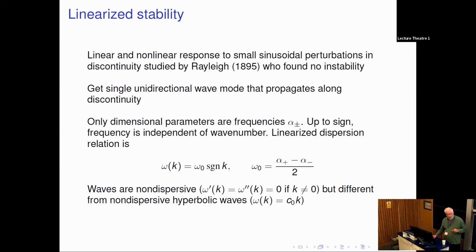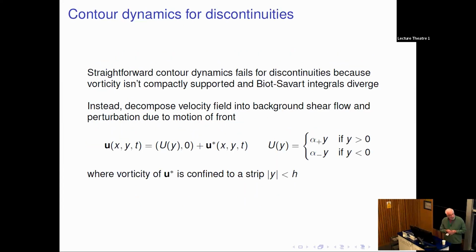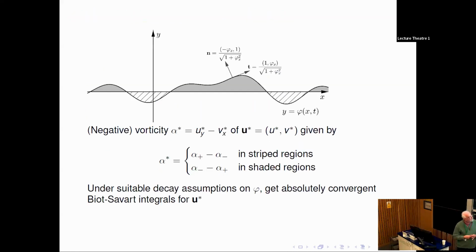Otherwise, it's going to depend on how you truncate things. So one way to handle this is we look at the general velocity as the unperturbed shear flow plus a perturbation. And the vorticity of this perturbation is confined to some finite strip in y. So the picture looks something like this, for example.